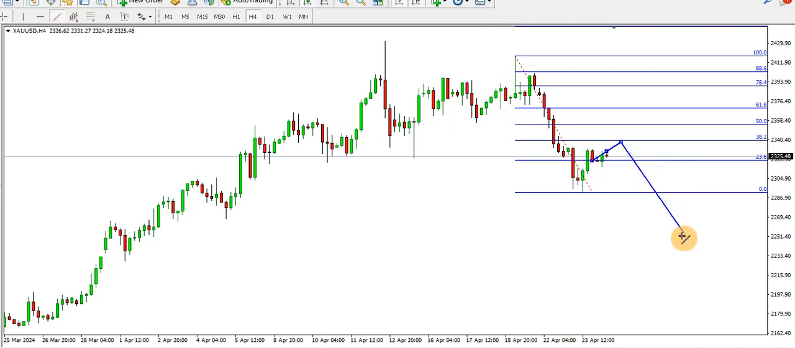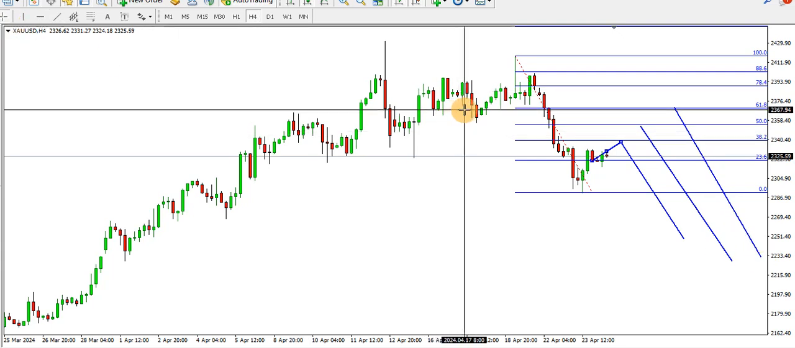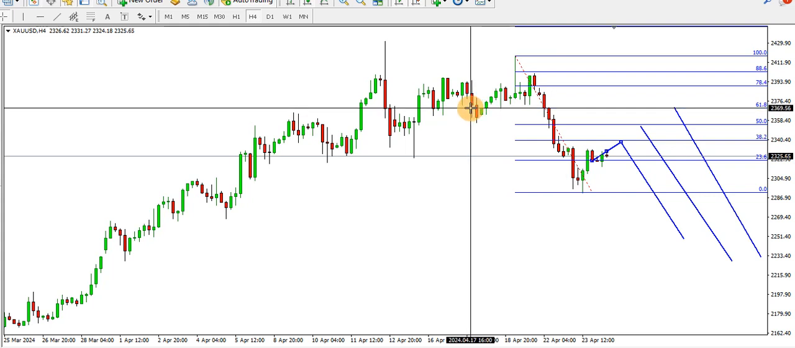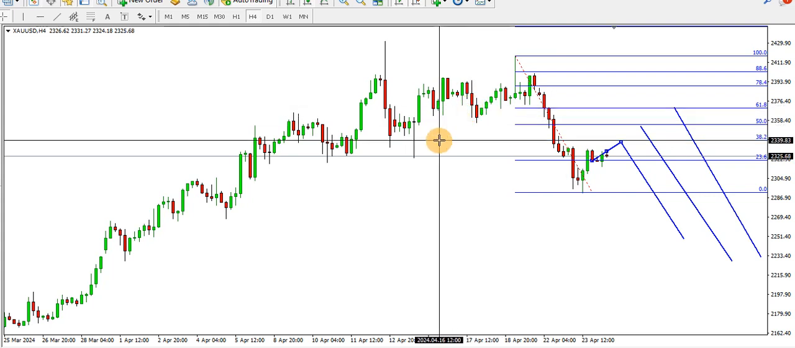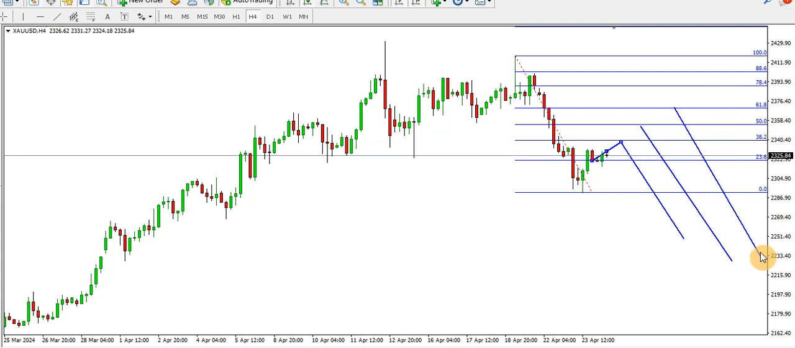We might see price drop here, or we might see price get to this level and drop, or we might even see price get to the 61.8% Fibonacci level, which is at the 2370 area before price drops.